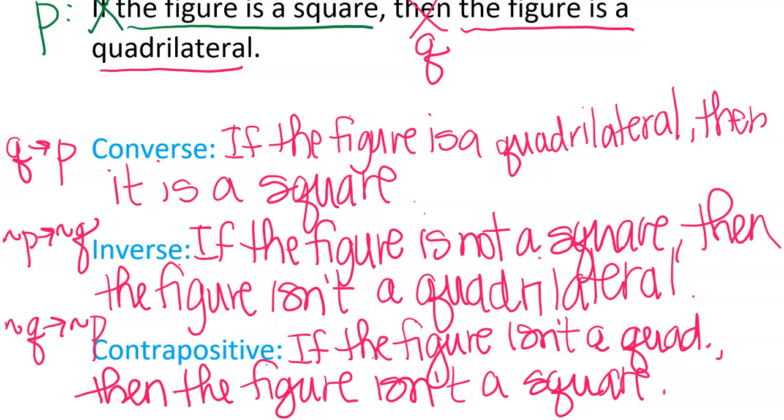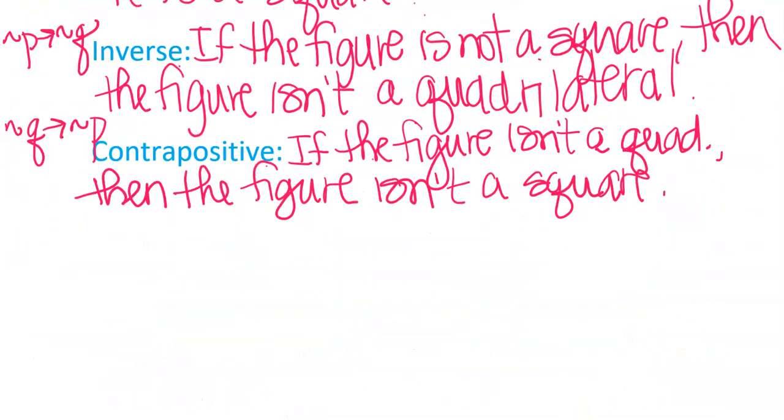Inverse. The inverse. So isn't it easier to figure out the converse than if I said this one? If the figure isn't a square, then the figure isn't a quadrilateral. Wouldn't that be harder to do with those nots in there? That's why if you figure out the first two, you already know the other two. So we're not going to go through those this time, but that's kind of how I think when I'm doing them.